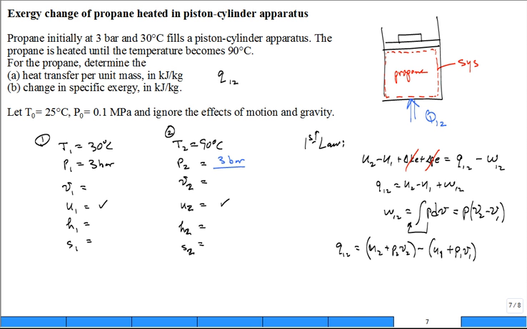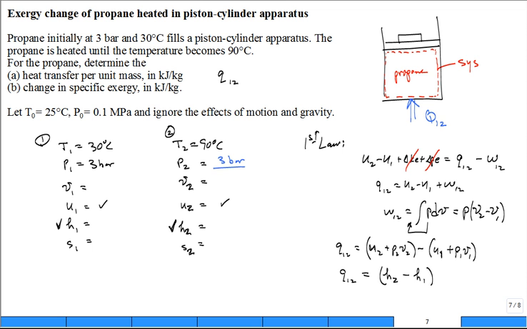And this U2 plus P2 V2 is also known as H2, and that's also known as H1. True? So Q1 to 2 is H2 minus H1. True? So we would get our value for H's, and the difference in the H's is equal to Q1 to 2. That's the answer for part A.